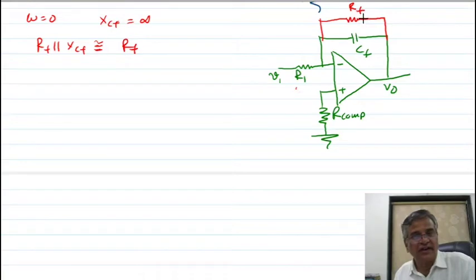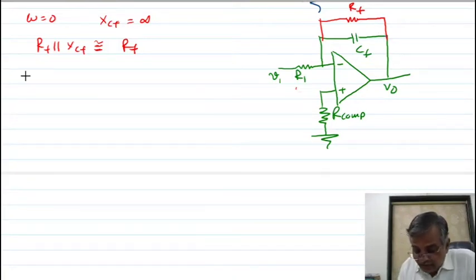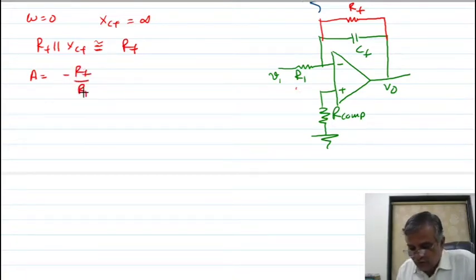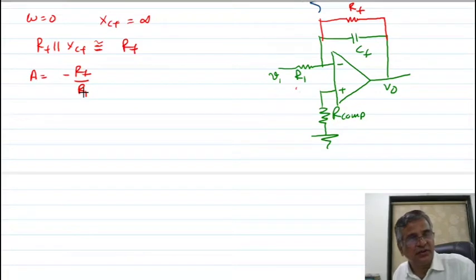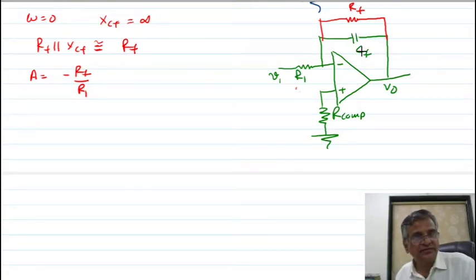Now this component is not infinite, it is finite. As a result, gain will be finite. At low frequency your omega is 0, so the gain of the circuit is nothing but minus RF upon R1 when omega is 0, or you can say omega is low. So at low frequency it behaves as an inverting amplifier. So one problem is overcome. Second, due to this component, the effect of the input bias current is reduced.